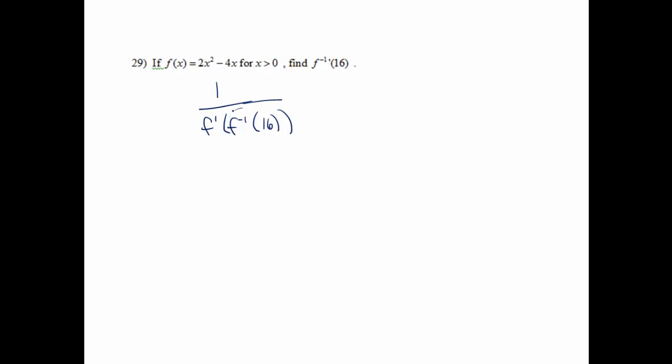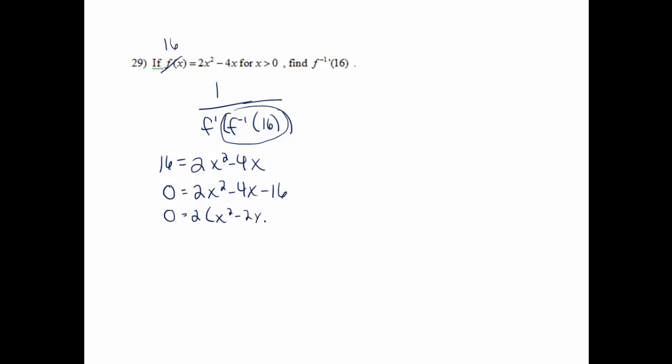The first thing is, in here, we want the inverse of 16. Well, if 16 is the x value on the original function, it's going to be the y value on the inverse. So we are going to plug 16 in for our y value and solve for x. I'm going to set this equal to 0, so I'll have 0 equals 2x squared minus 4x minus 16. I'm going to factor out a 2, and then divide both sides by 2, so I'll get 0 equals x squared minus 2x minus 8.